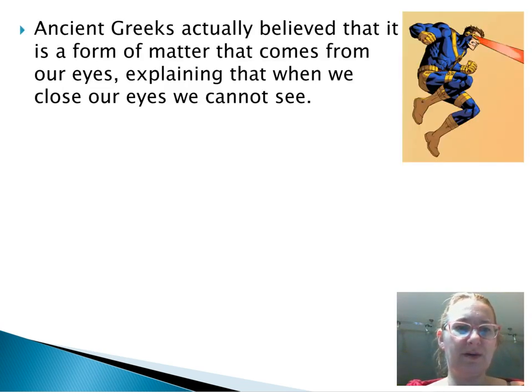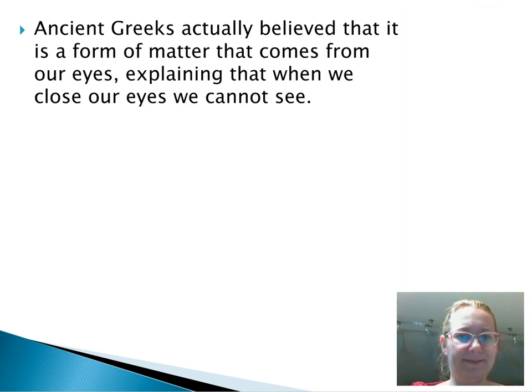They actually thought it was a form of matter, but that it was emitted from our eyes. And when we closed our eyes, that explained why we couldn't see, because matter wasn't coming from them. This, however, doesn't explain why at night, when our eyes are open, it's still dark out. So we had to update our idea of what light was.